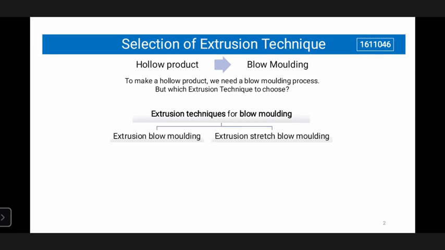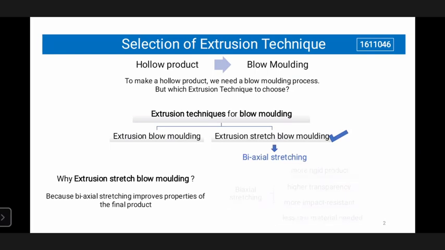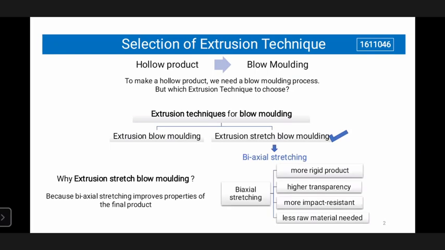Extrusion technique for blow molding. The blow molding process is of 2 types: extrusion blow molding and extrusion stretch blow molding. We select extrusion stretch blow molding. The advantage of biaxial stretching: more rigid product, higher transparency, more impact resistance, and less raw material needed.